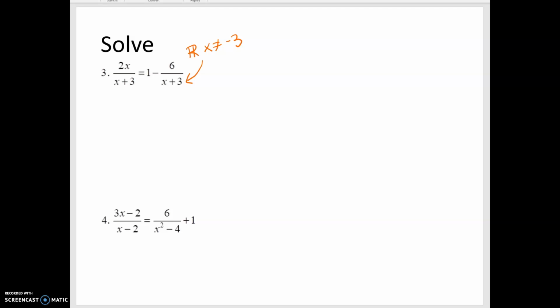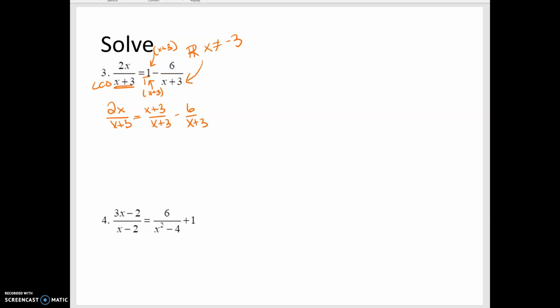Okay, I do know that this x plus 3 is my LCD. It's my least common denominator. So the only part that's missing that is this right here. So I'm going to multiply top and bottom of this fraction right here, this 1, by x plus 3. Okay, remember, any whole number can be written over 1, so it's like 1 over 1. So I'm going to have 2x over x plus 3 equals x plus 3 over x plus 3 minus 6 over x plus 3.